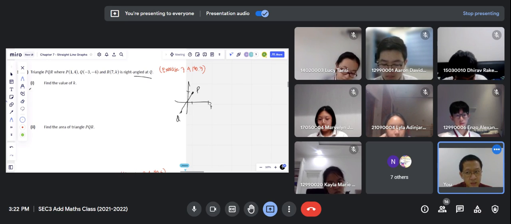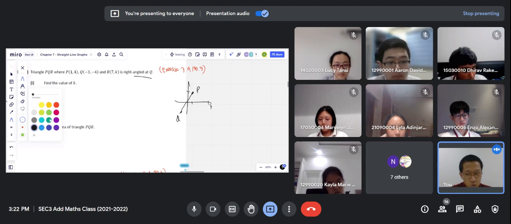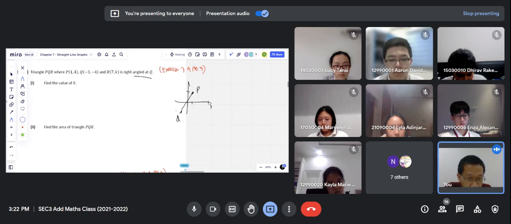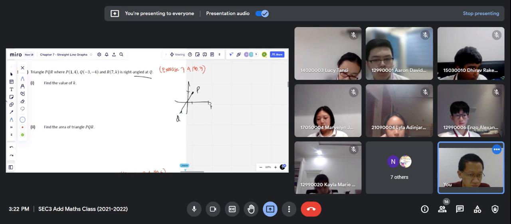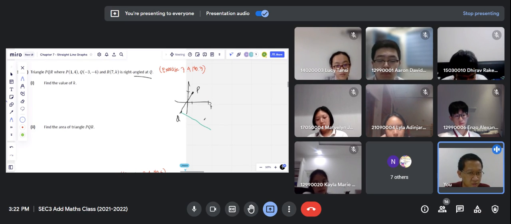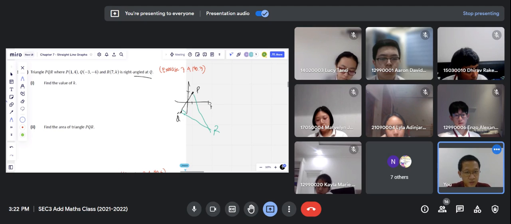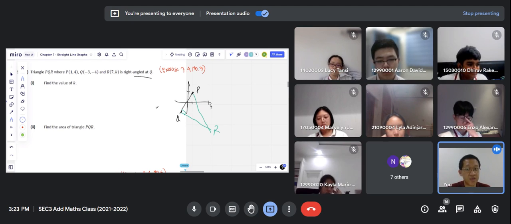What does it mean, right angle at Q? That means the perpendicular must be like this, right? Because the R should be based on 7, K, so this must go this way. Does it make sense? If not, then they would not mention the R will be 7, K. So this should be the right angle here. So roughly it will go something like this. This is what the triangle will look like. So PQ, QR, perpendicular.